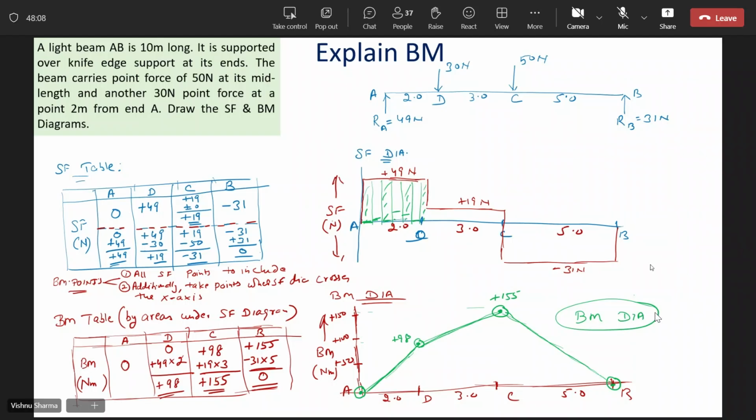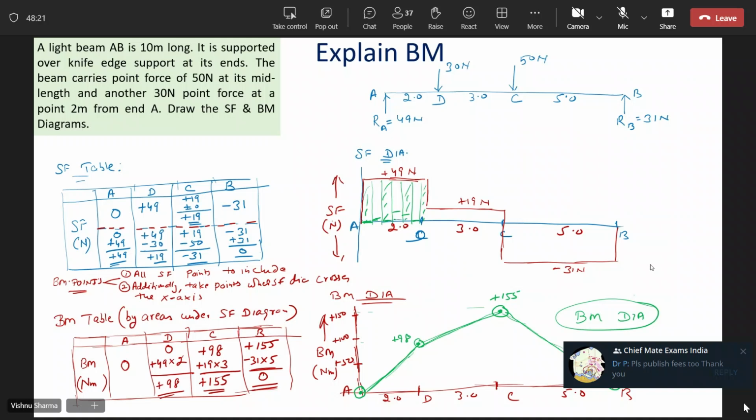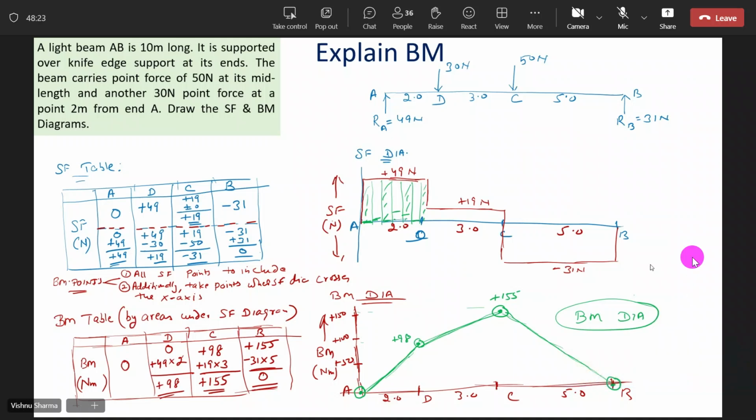Yes, sir. Okay. Now we'll look at the BM diagram for the second question, that second SF diagram that we had drawn, uniform cross section being supported at the two ends. Done one. Now we'll do two, and then we'll move on to the questions from the sheet that I have shared with you.